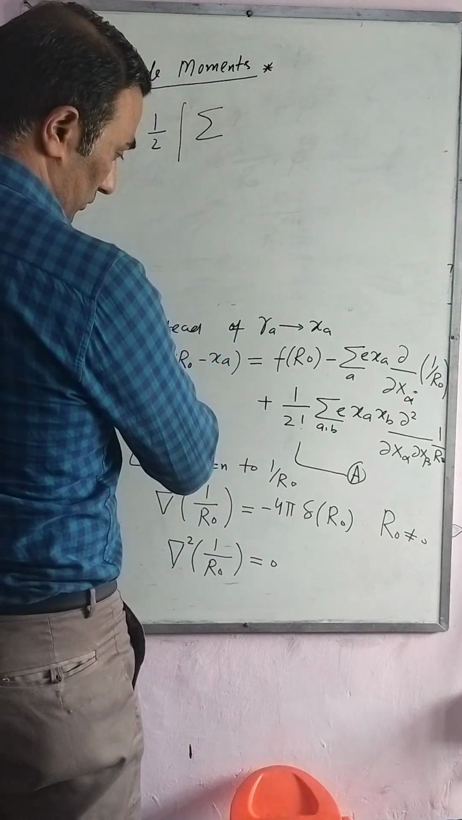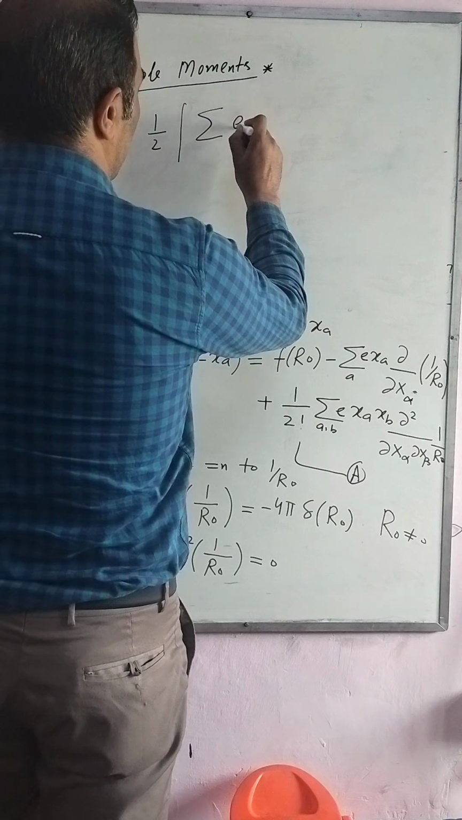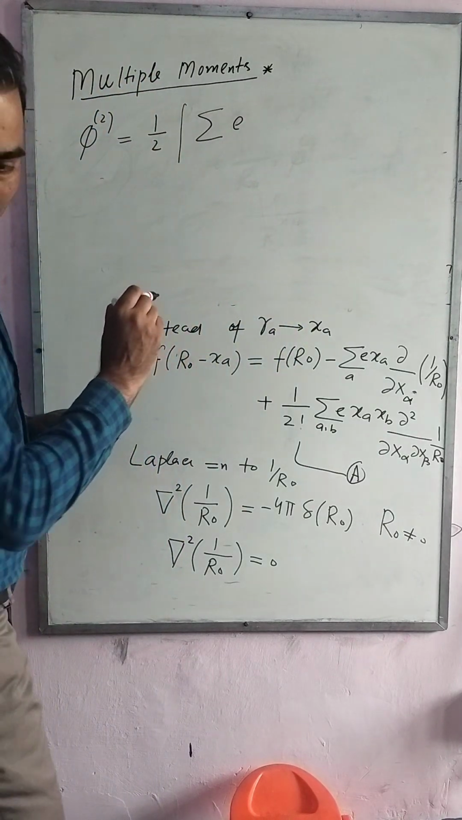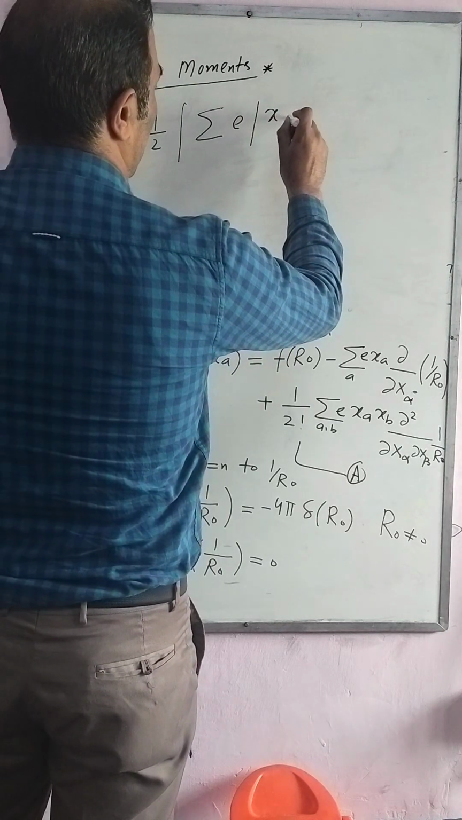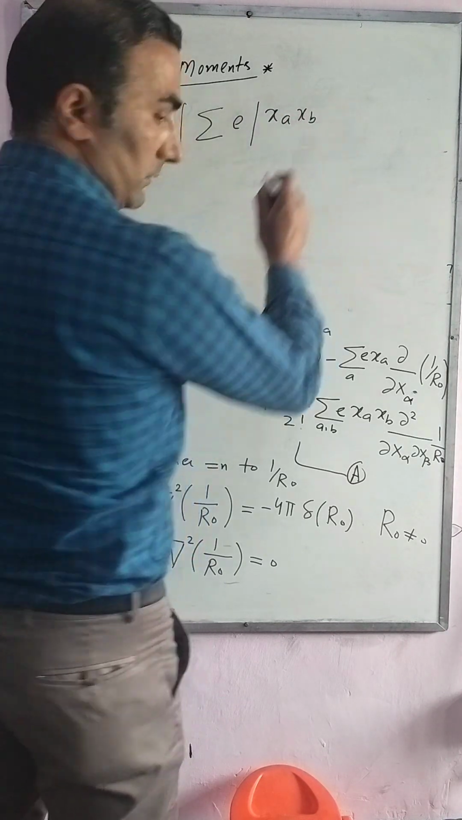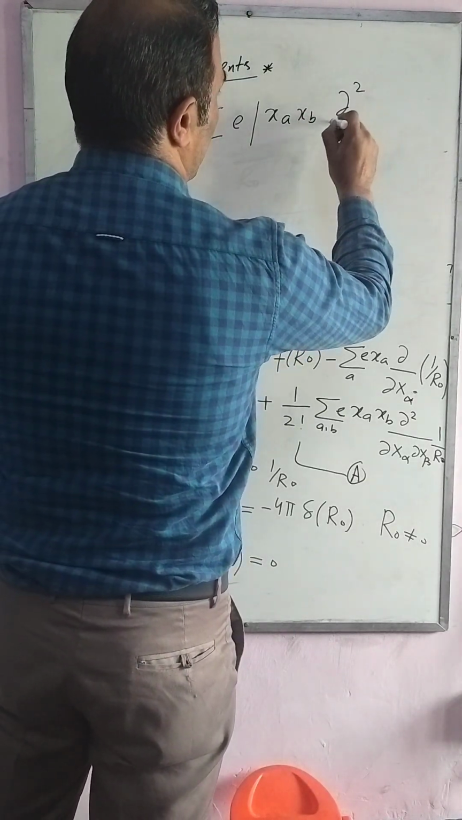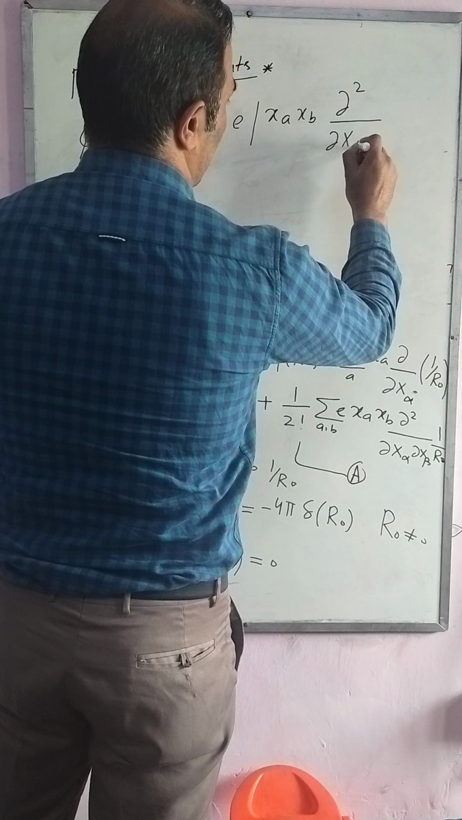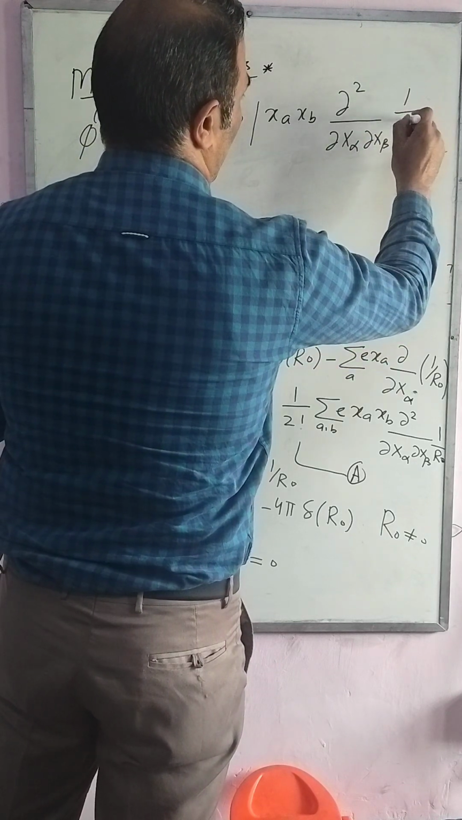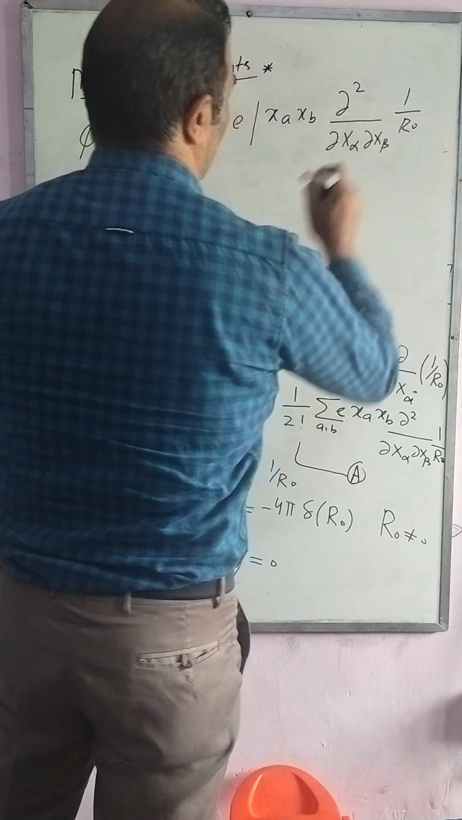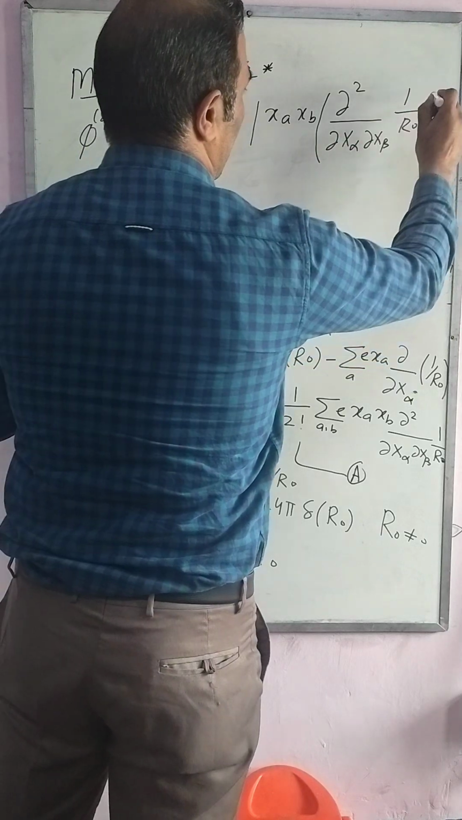That will be equal to summation over AB, or you can write E into X A X B, that is partial 2 by partial X alpha partial X beta into 1 by R.